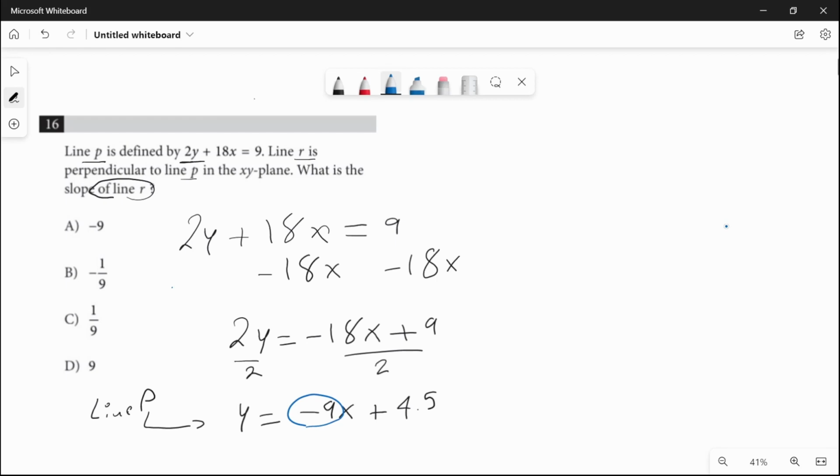The slope of line P is the coefficient of x, which is negative 9. The slope of the perpendicular line will be the negative reciprocal of the slope of the given line. So the slope of line R is the negative reciprocal of the slope of line P. And we know that line P has a slope of negative 9. The negative reciprocal of negative 9 is 1 over 9. So the answer for this question is 1 over 9, which is choice C.